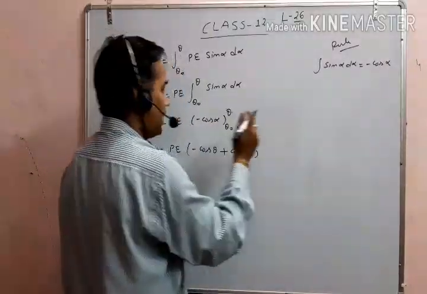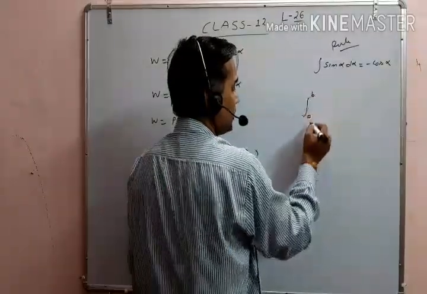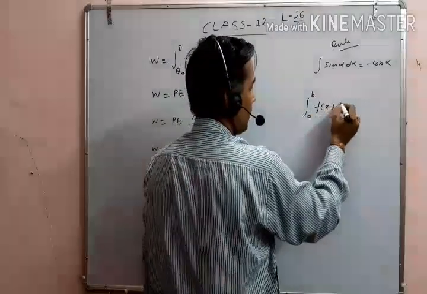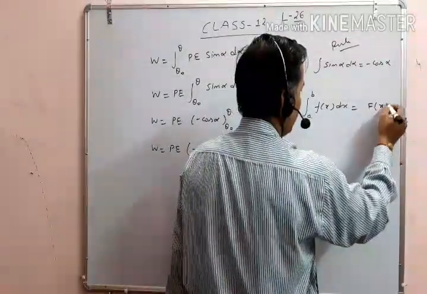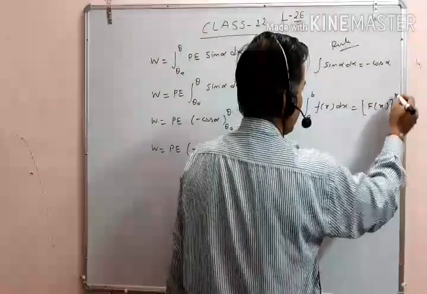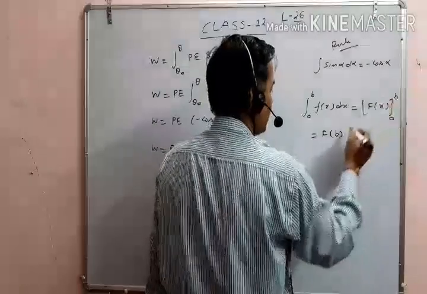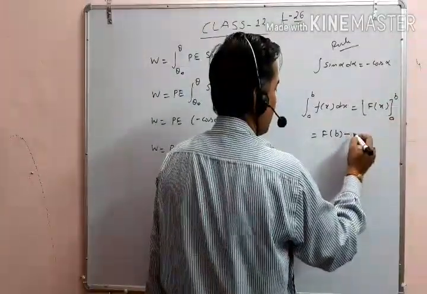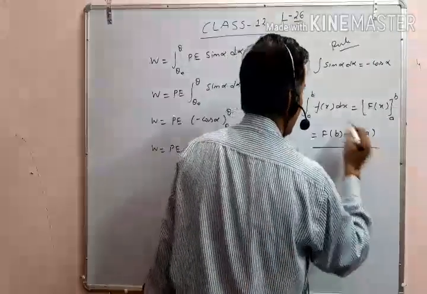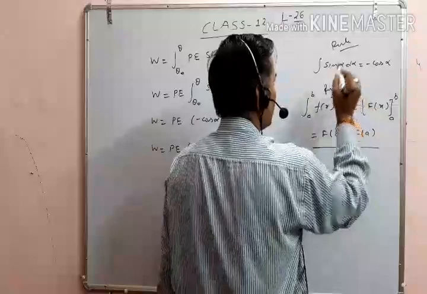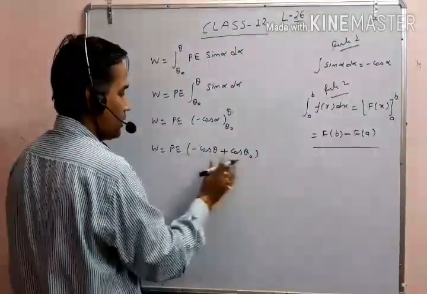Here a condition arises for the definite integral. If an integral has limits a to b and the function is f of x dx, the result will be capital F of x with limits a to b. So how to solve? First we take the upper limit, then minus, and then write the lower limit. This is the rule. Okay, I hope it's clear. So by using that method, you can write this.